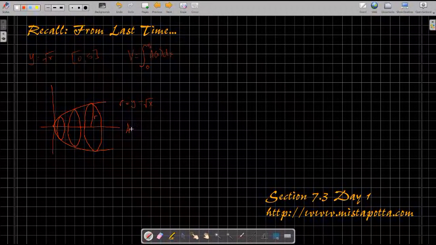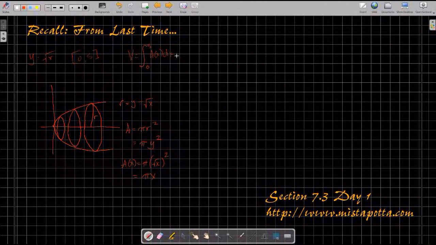And I know the area of any circle is going to be pi times the radius squared. So I'm really dealing with pi times y squared. But if I want my area as a function of x, I actually want to replace y with radical x. So this ends up being pi times the square root of x squared, or pi times x.